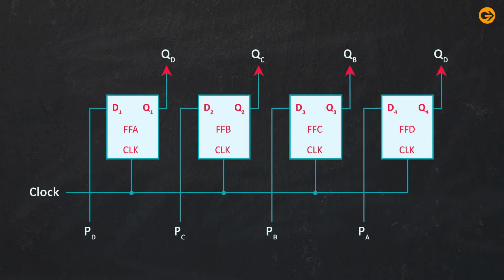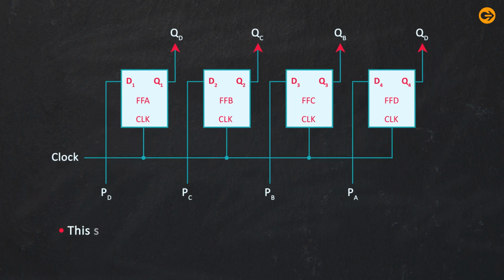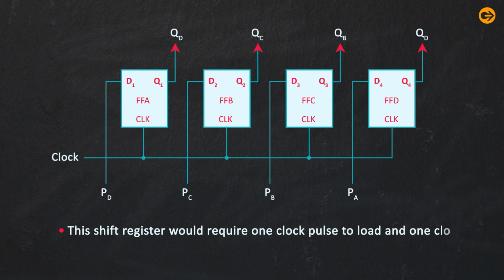In parallel in, parallel out shift register, the data is applied in a parallel fashion to the parallel inputs D0 to D3 of the register and then shifted to the corresponding outputs Q0 to Q3 when the registers are clocked. The shift register would require one clock pulse to load and one clock pulse to be unloaded.